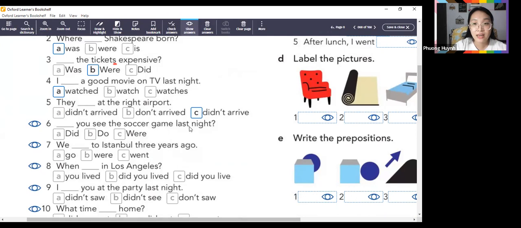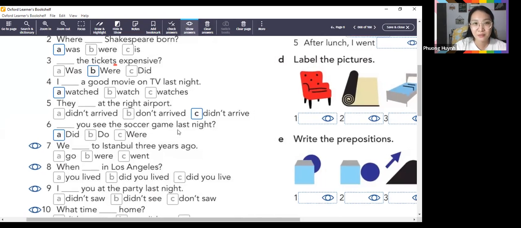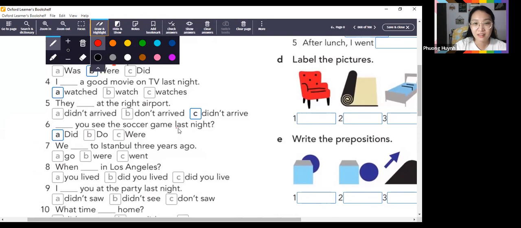You see the soccer game last night. Câu này hỏi giống cho ngữ cảnh của mình ở Việt Nam đúng không bạn? You see a soccer game last night, SEA game, right? And Vietnam won the gold medal. Okay, so everybody, which one do you choose? Correct. So A. Did you see the soccer game last night? Có last night. Có chữ last night. Mình dùng ở quá khứ đơn.